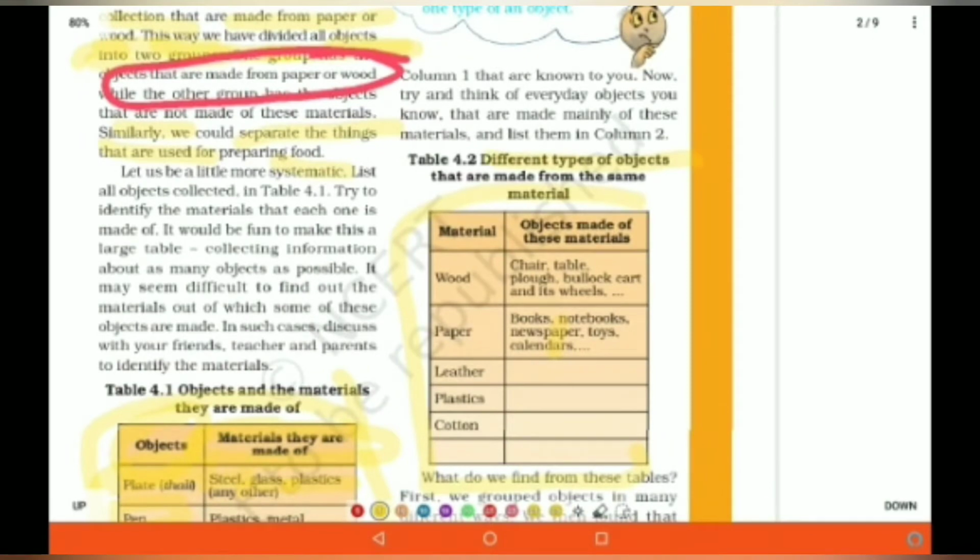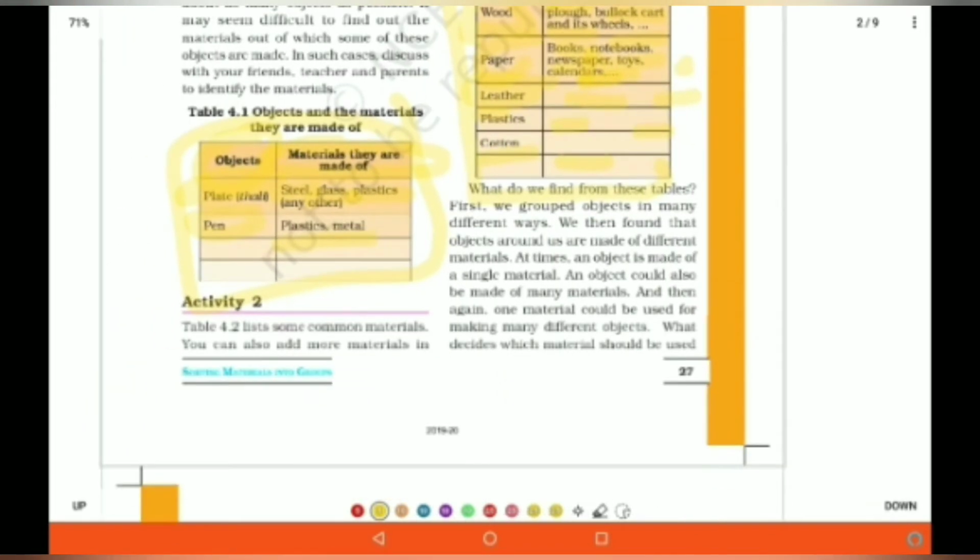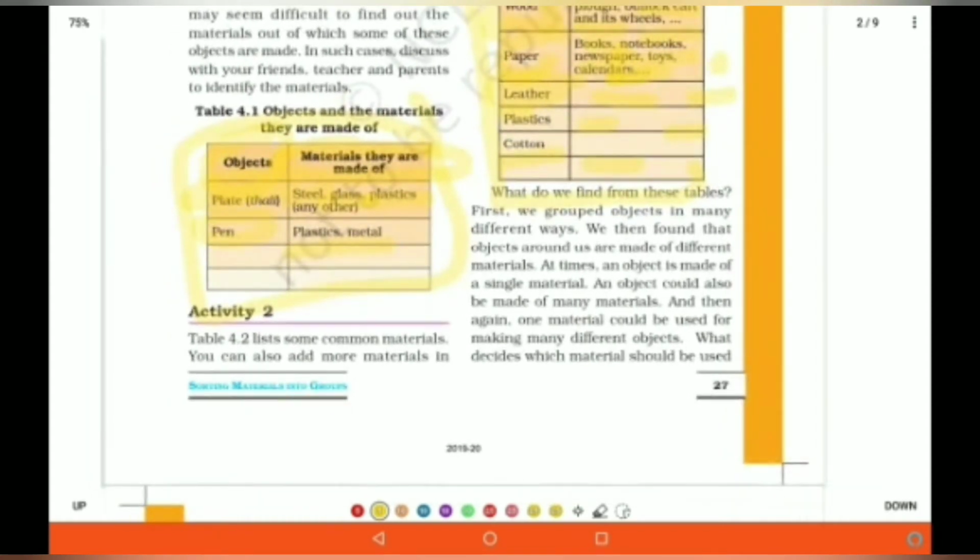Now, different types of objects that are made from the same material are listed in table 4.2. The material is wood, and objects made of wood are chair, table, plow, bullock cart, and its wheels. Paper: books, notebooks, newspaper, toys, and calendars. With leather, you can write, for example, belt, shoes. Plastics: we can write plates, toys, chairs, buckets, etc. Cotton: we can write socks, clothes, t-shirts, etc. Right?